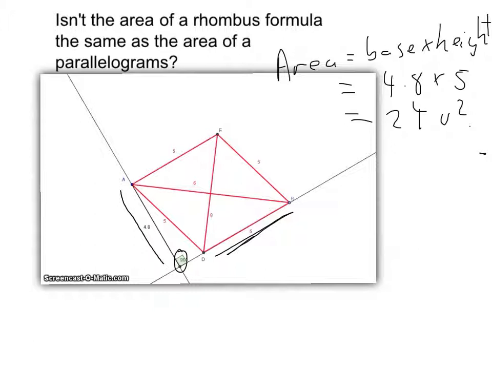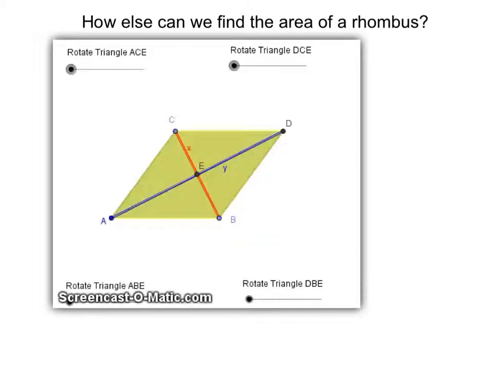Sometimes you're not given the base or the side heights. Sometimes you're given the diagonal lengths. So there might be another way, and we're going to look at some other ways of finding the area of a rhombus. How about this? Look at this rhombus labelled ABCD. You can see it's divided by its two diagonals. The lengths of the diagonals are x and y.